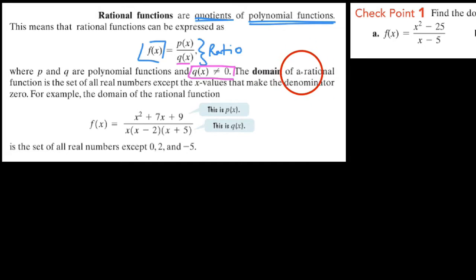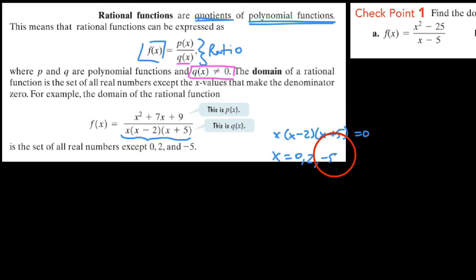So we say the domain of a rational function is the set of all real numbers except for the x values that make the denominator 0. For example, this is provided here. It says our p of x, or our numerator polynomial, over our denominator polynomial. You'll notice that this is already in factored form. If we set the denominator equal to 0 and solve by factoring, because of the factor theorem we would get zeros x equals 0, positive 2, and negative 5, which is what we got provided here. So we would say the domain is all real numbers except for these right here.